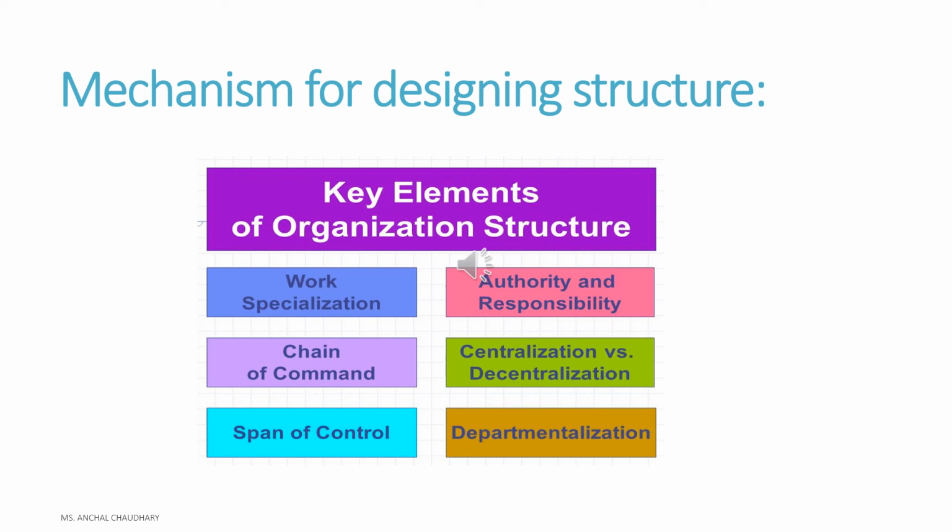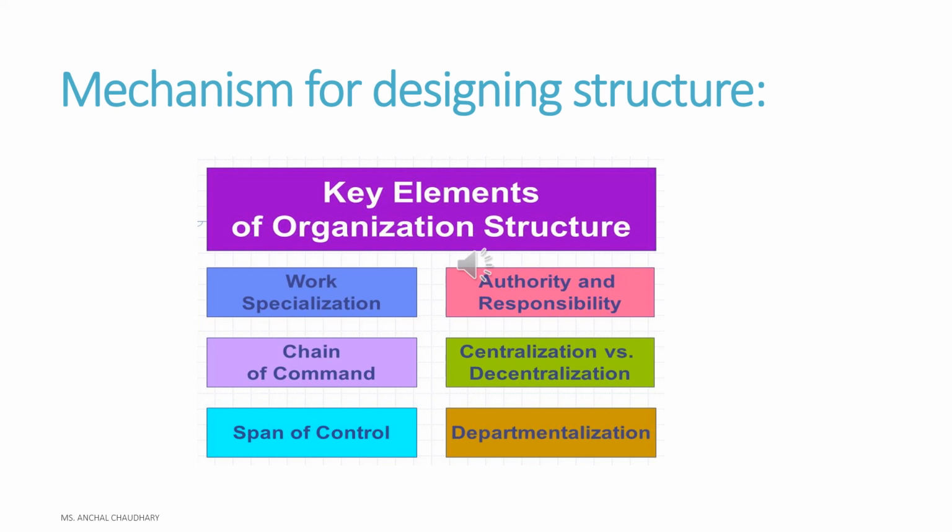Second is authority and responsibility. There should be proper coordination between authority and responsibility. There should not be any kind of disparities between both, because they go side by side. Next is your chain of command. Chain of command, as I told you, means all the commands should come from one boss only. There should be a proper chain, like who is going to command which employee and which manager is responsible for which department. So there should be a clearly defined chain of command.